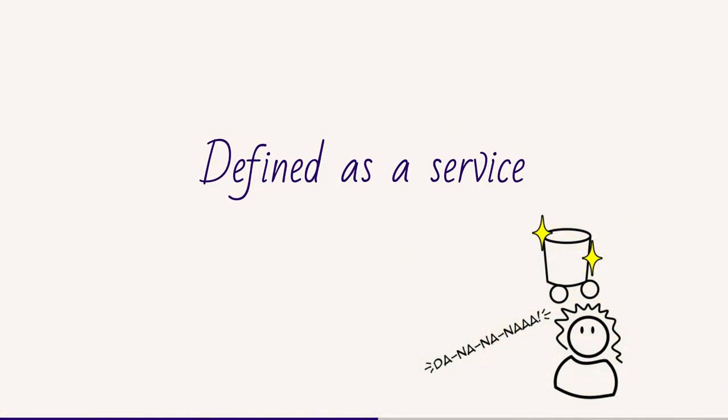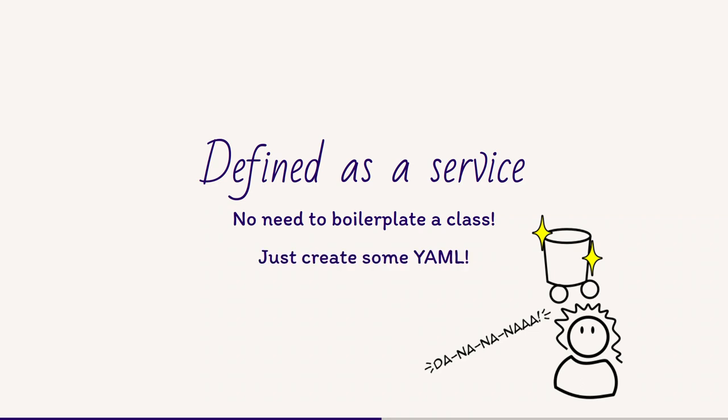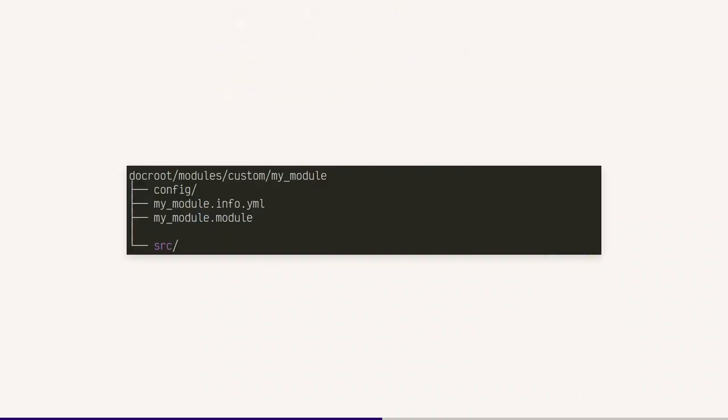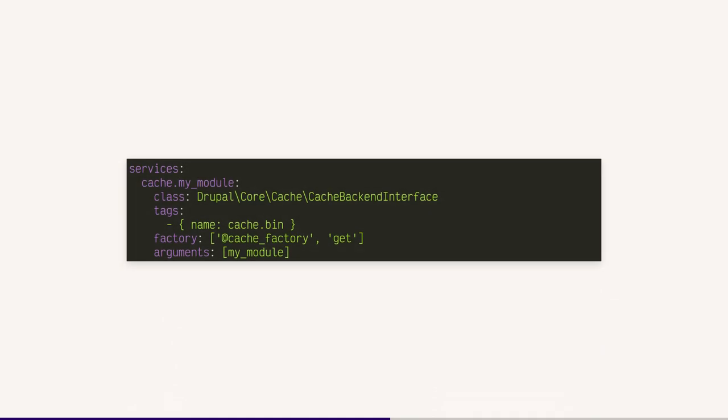Custom cache bins are defined as a service. There is actually no need to boilerplate a class in order to set up your own custom cache bin. You just need to create one YAML file. So, in your module, you want to add another file, if it doesn't exist already, called myservices.yaml. And then in that, you want to define something like this. Under the services key, you want to define something which is cache dot and then your cache bin name.